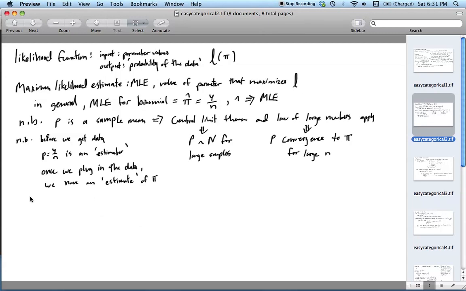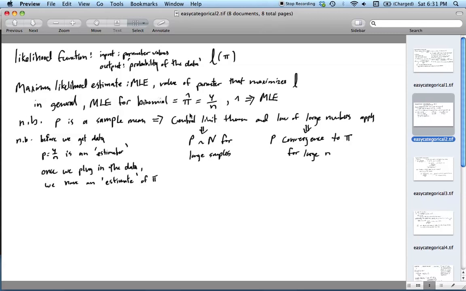Okay, likelihood function. Basically, what this does is it inputs all of the possible parameter values, and it outputs the probability of the data under those parameter values. So it's this cursive L of, in the case of a binomial distribution, the parameter pi. The maximum likelihood estimate, or the MLE, is just the value of the parameter that maximizes this likelihood function.